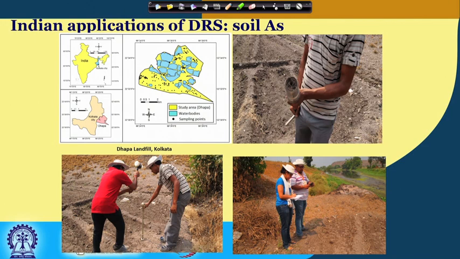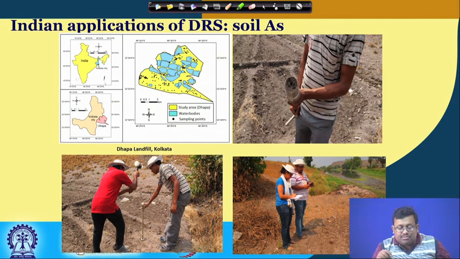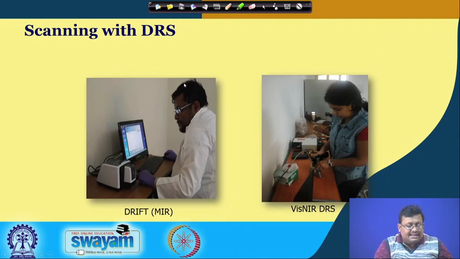So, we went and collected several soil samples from there. As you can see, this is the study area, a landfill site called Dhapa landfill site, situated in Kolkata city of India, and these are water bodies. So, these are the sampling points. We collected the samples and then scanned them using two techniques. One is the mid infrared spectrometer, we call it DRIFT, or diffuse reflectance infrared Fourier transform technique.